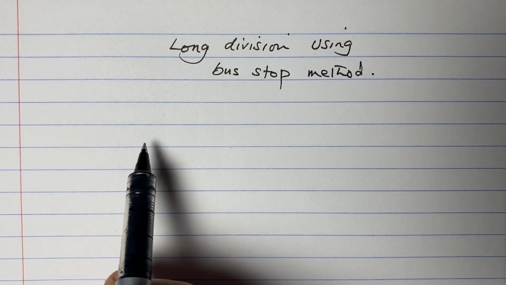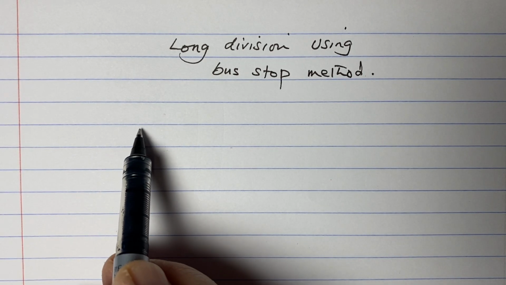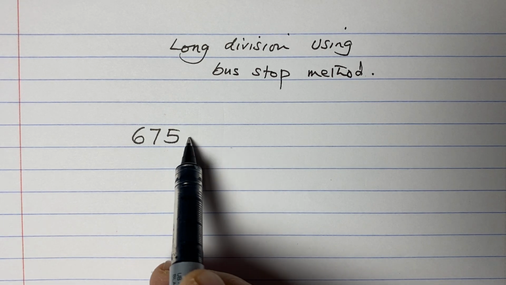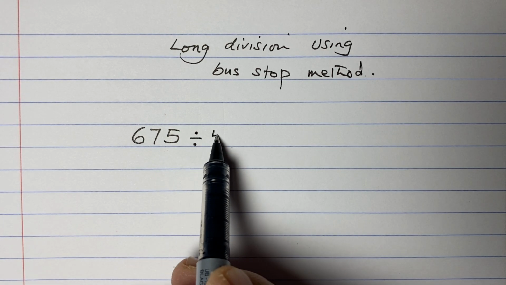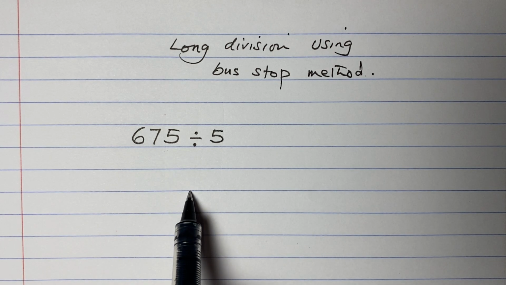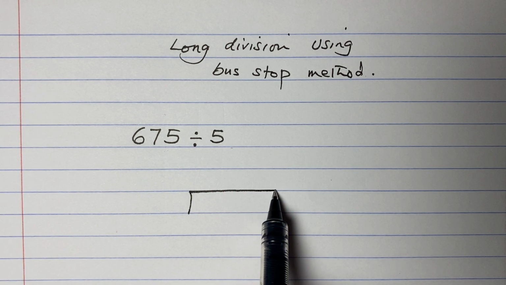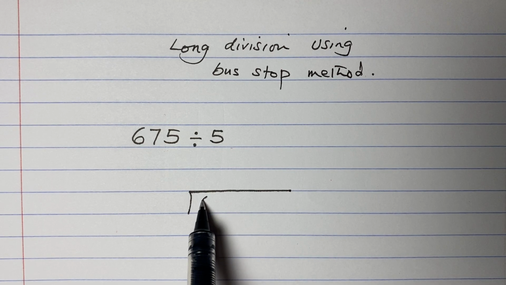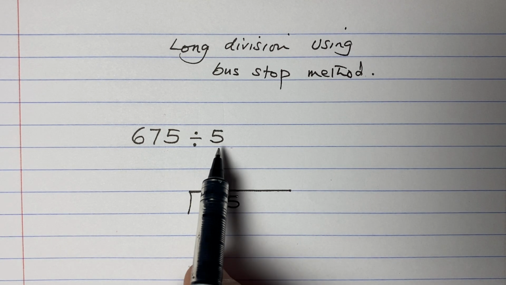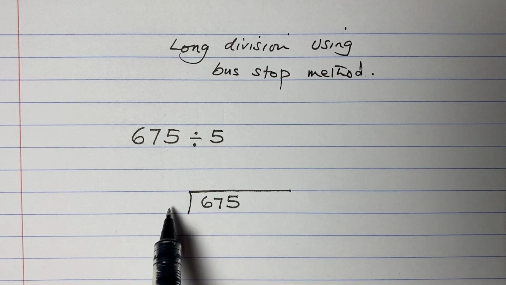I'll make quite an easy example. Say we have 675 divided by 5. Now, the first number goes inside the bus stop, and the second number goes outside.